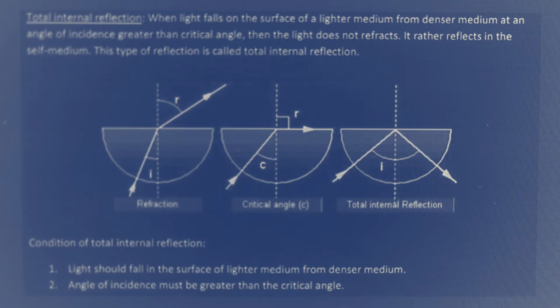This topic covers total internal reflection. So actually, what is total internal reflection? When light falls on the surface of a lighter medium from a denser medium at an angle of incidence greater than the critical angle, then the light does not refract. It rather reflects in the same medium. This type of reflection is called total internal reflection.